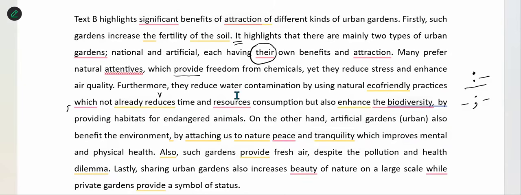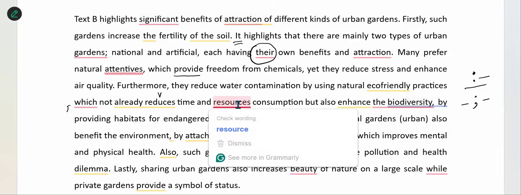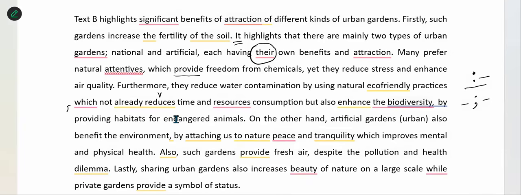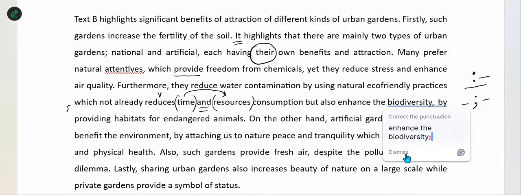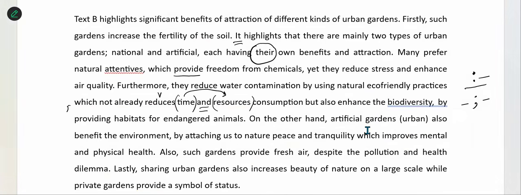And resources, it should be resource. If you are using time, this is a noun and resource is a noun. It should be the same one. This one is singular and this one is plural, so there's a parallel mistake. Consumption, but also enhances the biodiversity. What is the mistake? Enhance the biodiversity, and there should be no comma or some kind of thing.